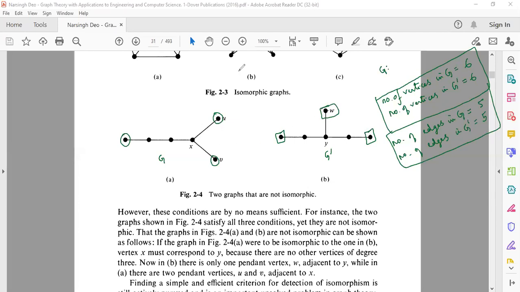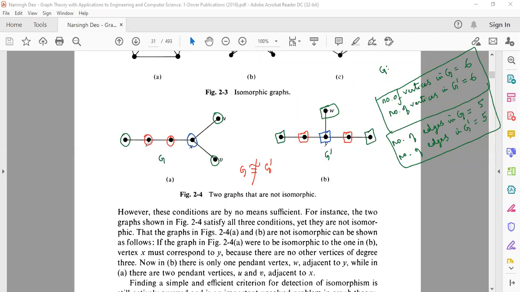We are getting a vertex over here which is having degree 3. Here also you are getting a vertex which is having degree 3. So that is also preserved. And this vertex and that vertex have degree 2. Here also we are going to get these two vertices which are having degree 2. So all the 3 properties that have been mentioned in the previous page have been preserved over here, but yet capital G is not isomorphic to G prime.